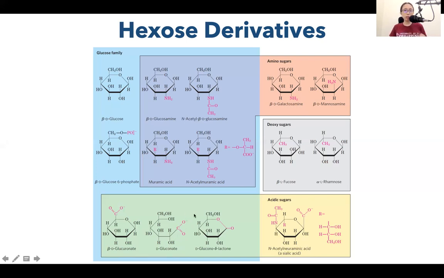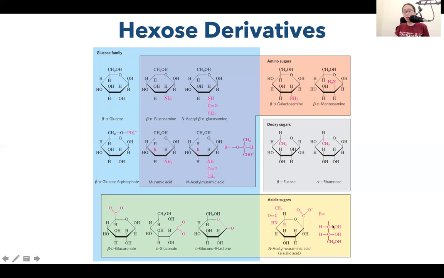We can also oxidize carbon 6. In that case, we end up with glucuronic acid. So we can also have galacturonic acid and mannuronic acid if we oxidize carbon 6.